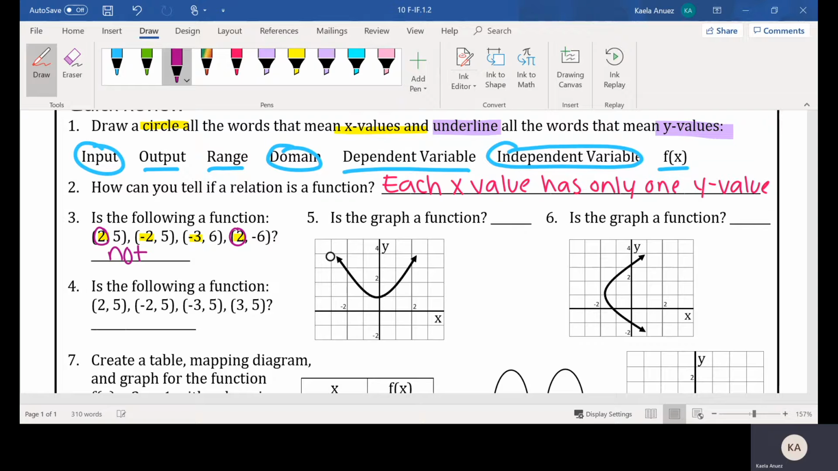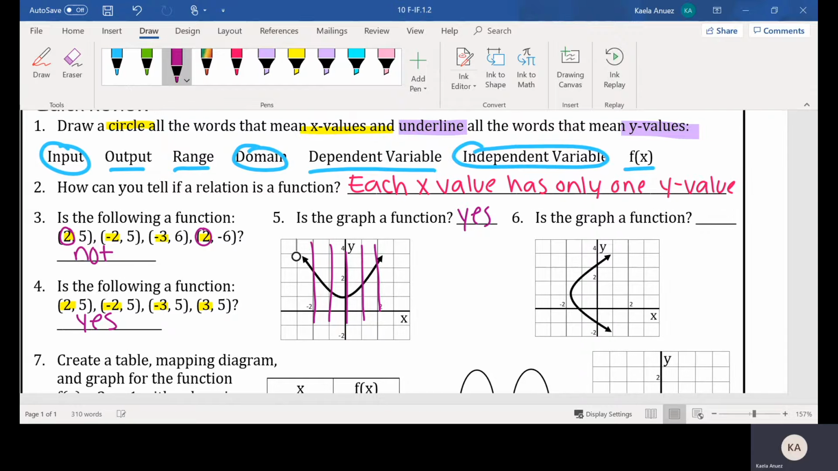Number 4, is the following a function? We have X values of +2, -2, -3, and +3. We have different X values, so yes, it is a function. Number 5, is the graph a function? Well, when we have graphs, we do the vertical line test. If you can draw a line and cross through one X value, then it is a function. We did not cross through any 2 X values, so yes, this is a function.